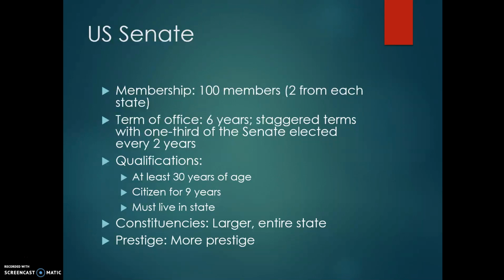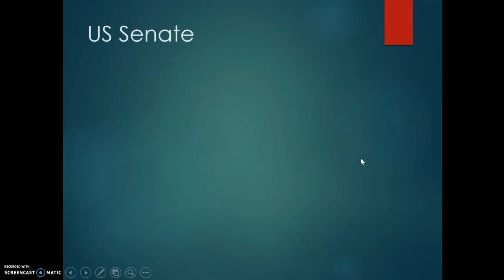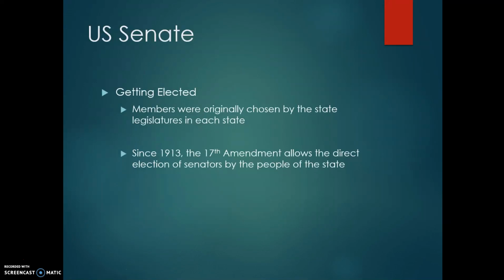It's a larger constituency, so therefore they are the voice of the state. They are not the voice of individuals within districts. They are the voice of the entire state. And it is considered to be more prestigious because of the fact that they are representing a larger group of people. Early on, originally in the Constitution, members of the Senate were elected by state legislatures. But then in 1913, with the 17th Amendment, we see the shift and where we see the direct election of senators by the people of the state.